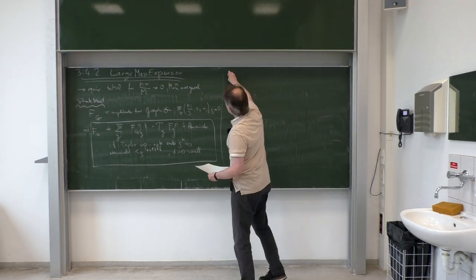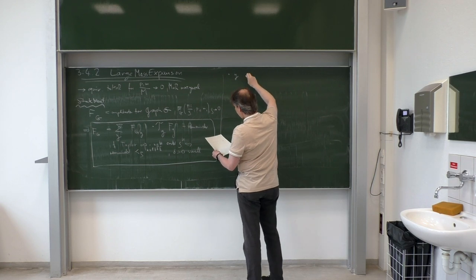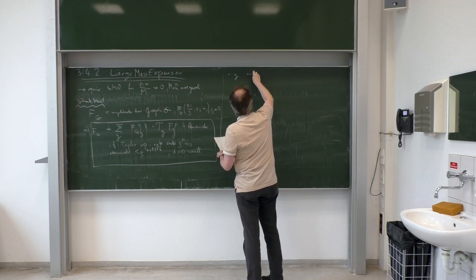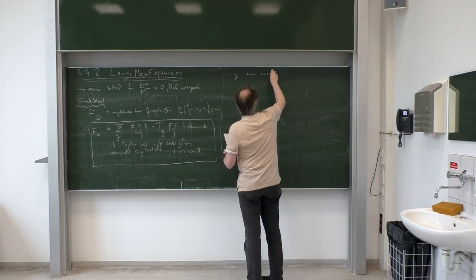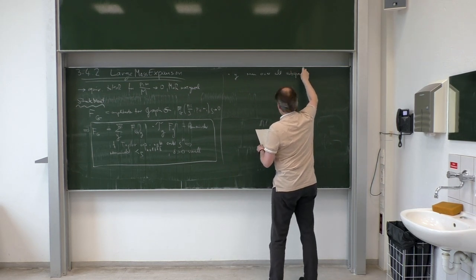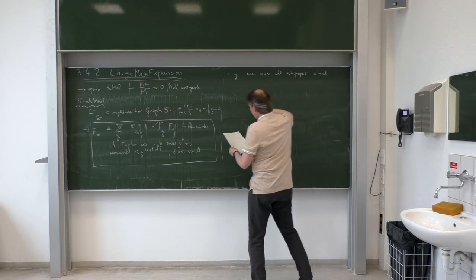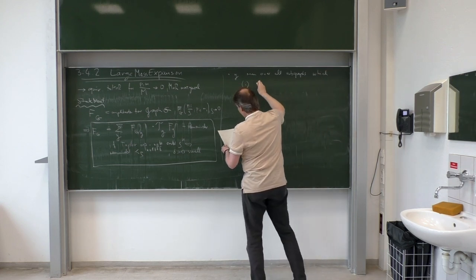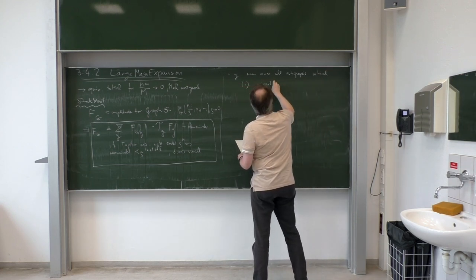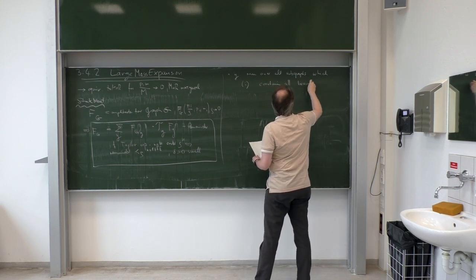And let me now explain what the subgraphs are. So the subgraphs g run over all subgraphs which have the following properties. On the one hand, they contain all heavy lines.